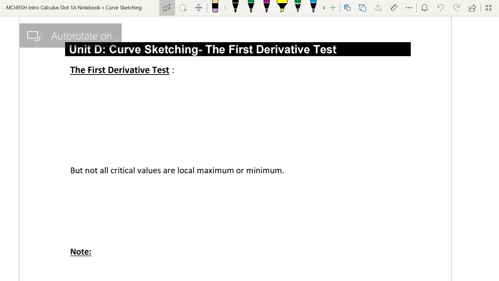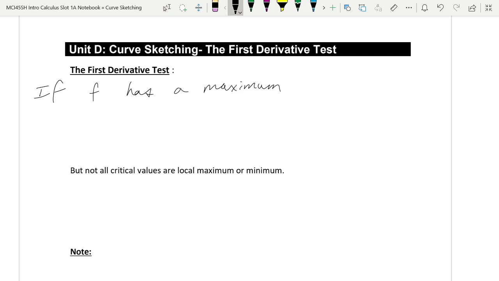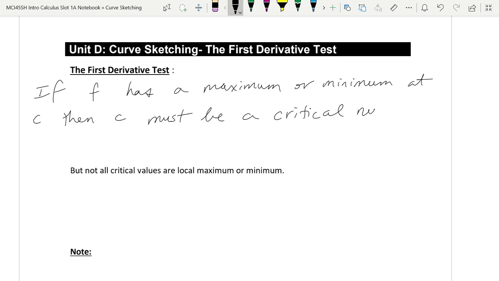And the first derivative test basically says that if f has a maximum or a minimum, and again, be it either local or absolute, at c, then c must be a critical number or critical value, same thing, number, value, and (c, f(c)) is a critical point.